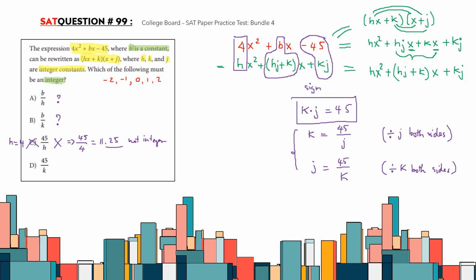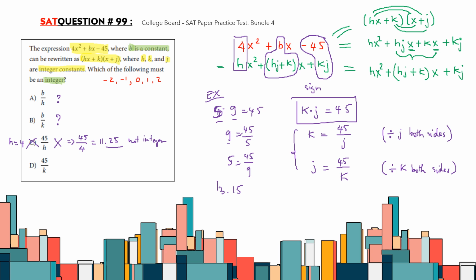From this, of course, k times j is 45. Let's say 5 times 9. 5 times 9 is 45. So 9 is 45 divided by 5, and 5 is 45 divided by 9, right? So 9 and 5 are integers. This is an example matching this question, but it's not necessarily 9 and 5. It can be 3 and 15, right?